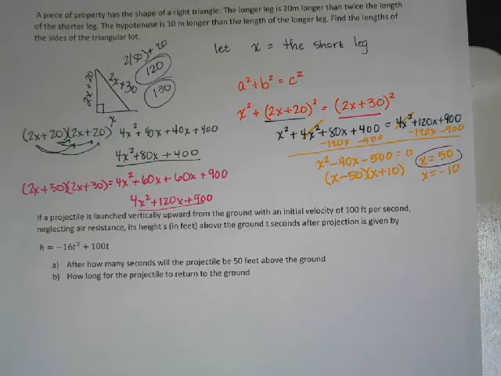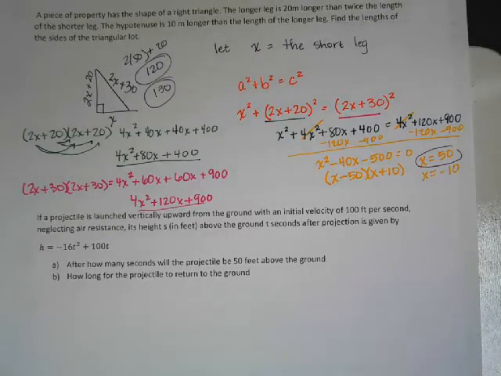If a projectile is launched vertically upward from the ground with an initial velocity of 100 feet per second, neglecting air resistance, that means we're going to ignore the fact that there's air resistance. Its height, s, in feet above the ground, t seconds after projection is given by, there's the formula, h equals negative 16t squared plus 100t. If you're taking physics, you're probably used to seeing that formula, although most of the time in physics you use meters and not feet, so it's a little different, but it's the same formula. A, after how many seconds will the projectile be 50 feet above the ground?